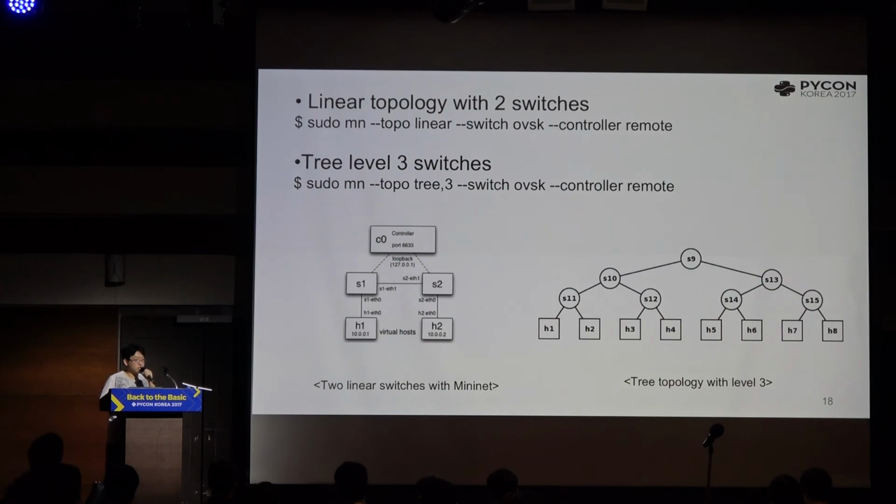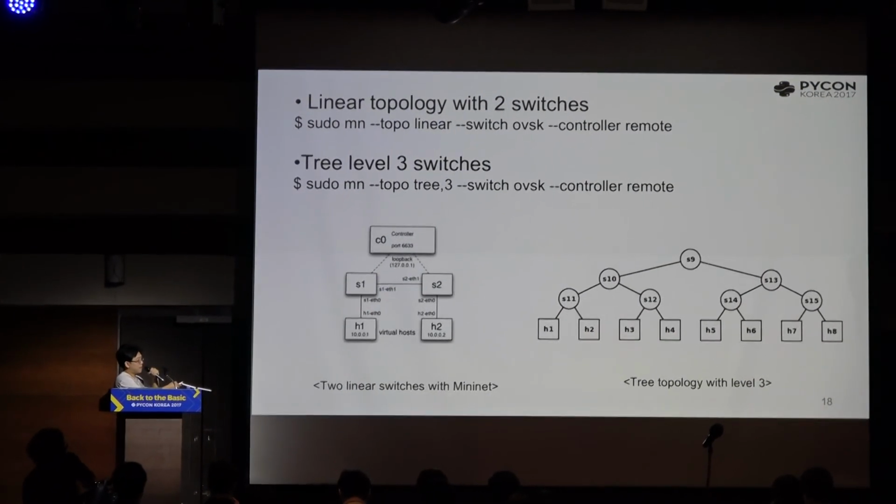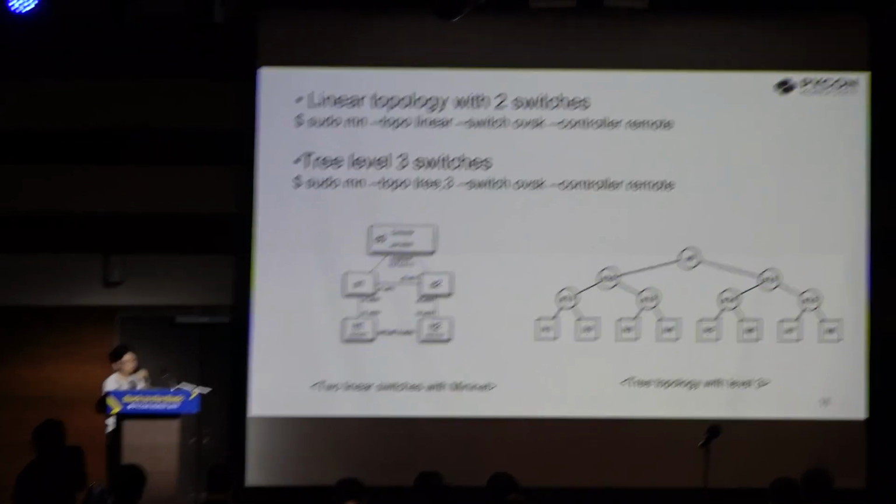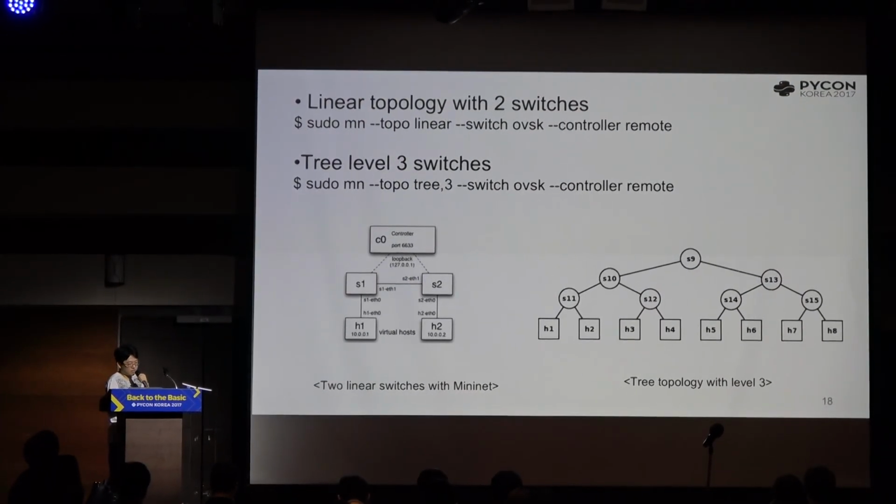What you can do with Mininet is create a linear topology with 2 switches, just like this. Or you can specify a tree topology with depth of 3. I tried depth 5, and it worked fine, but it took a long time, and I was afraid to try 6. So if you're daring, maybe you can give it a try.